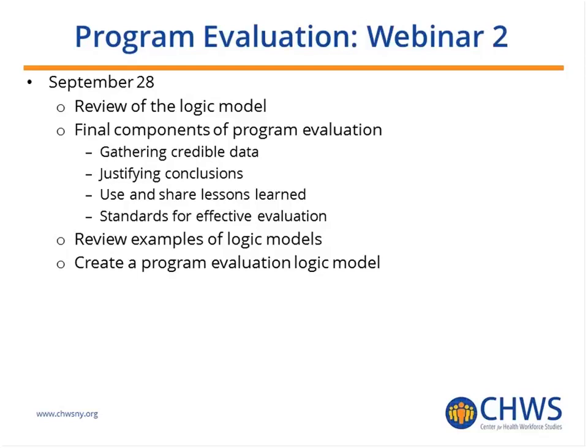We're also going to spend some time today reviewing some examples of a logic model, and one of the main reasons that your line is unmuted is because we want the second half of today's call to be really highly interactive. So we're going to work through some examples and create a logic model just in time. And then creating a program evaluation logic model. So next slide.